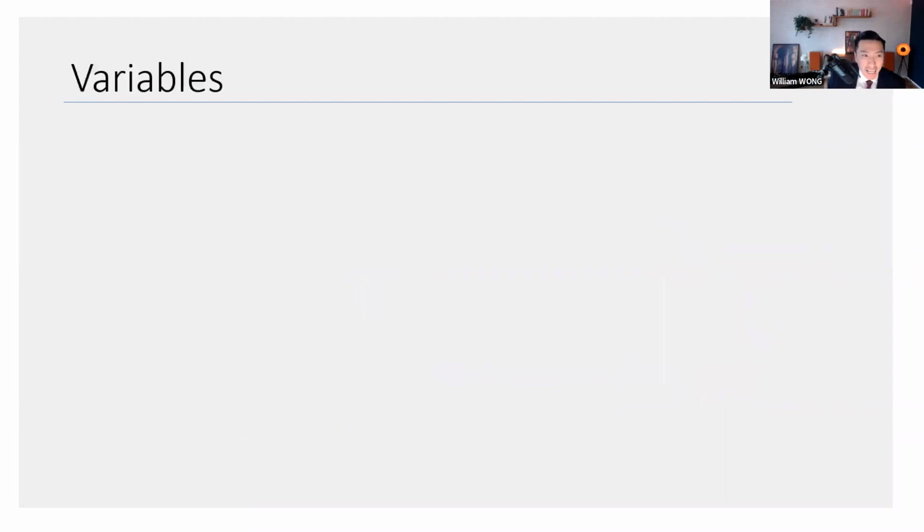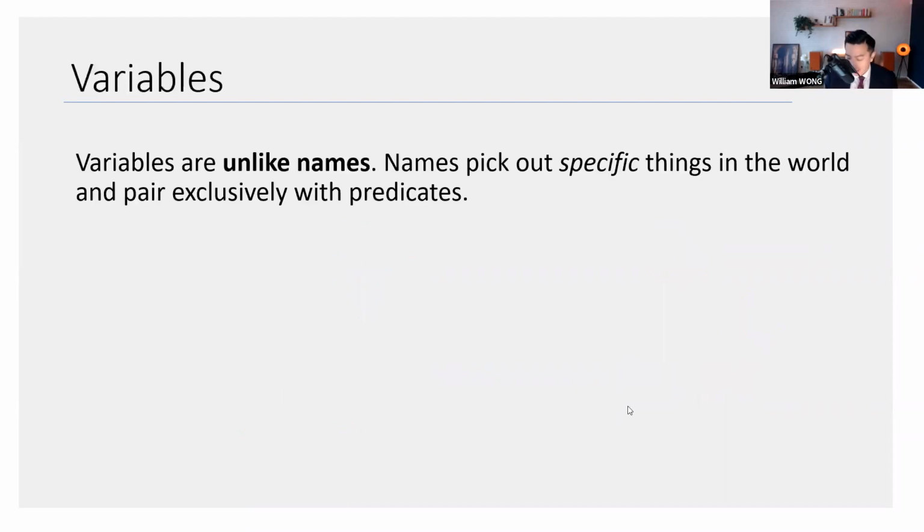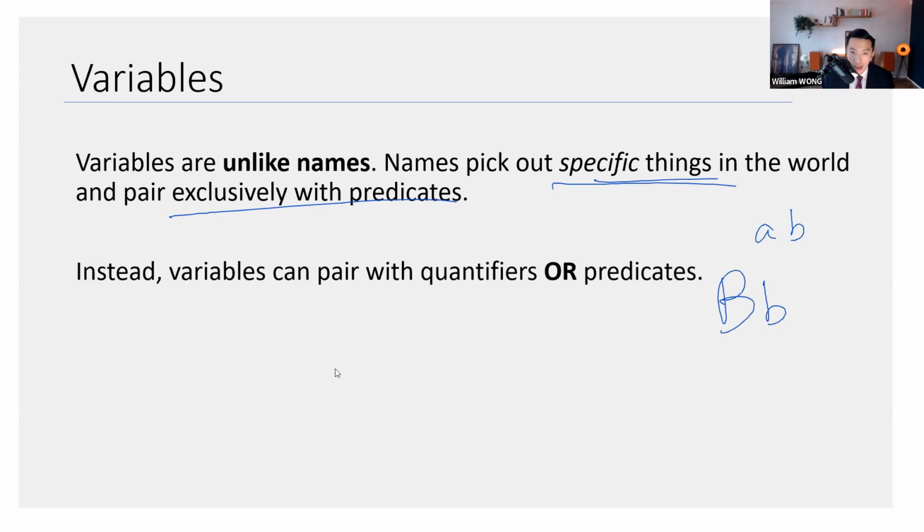Okay. Let's talk about variables then. Quantifiers are paired with variables. Now, variables are unlike names. I've mentioned this before. Names pick out specific things, but they also pair exclusively with predicates. What I mean by that is names, a, b, whatever, Anne, Boris, they pair with predicates exclusively and nothing else. They do not pair with quantifiers. Now, variables can actually be paired with quantifiers or predicates.